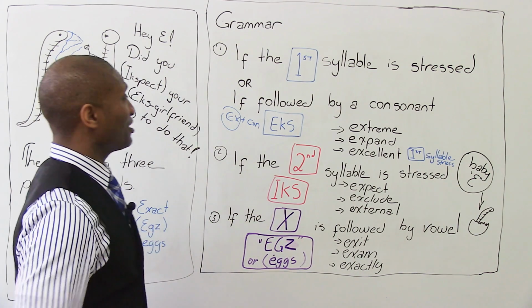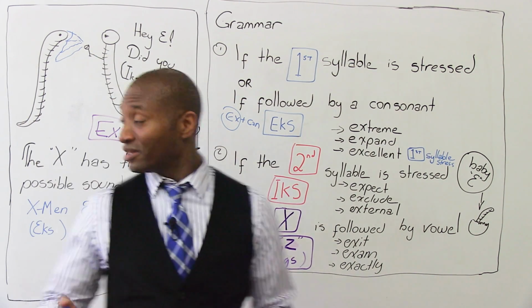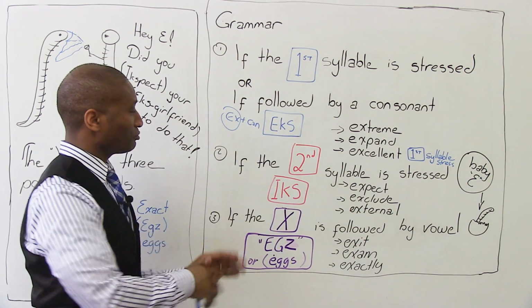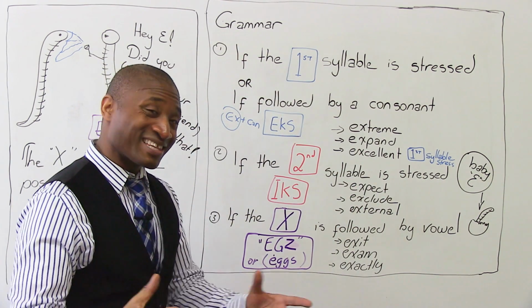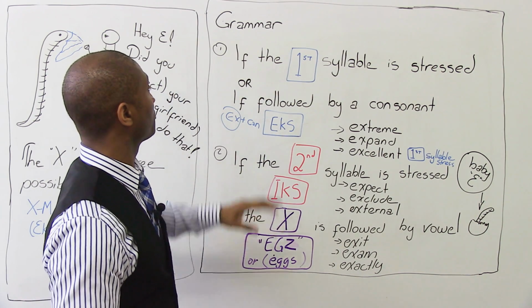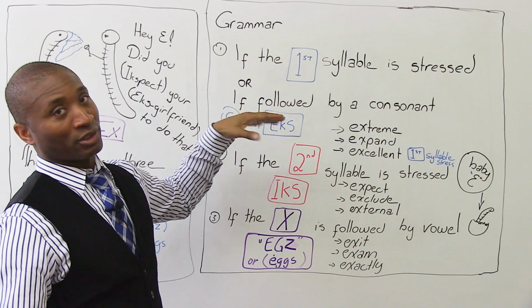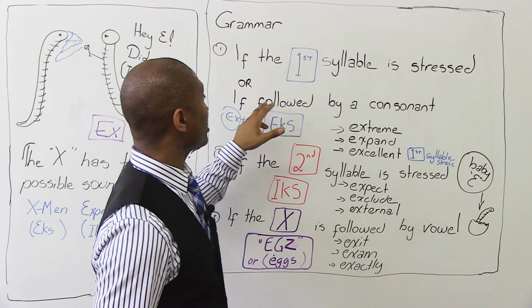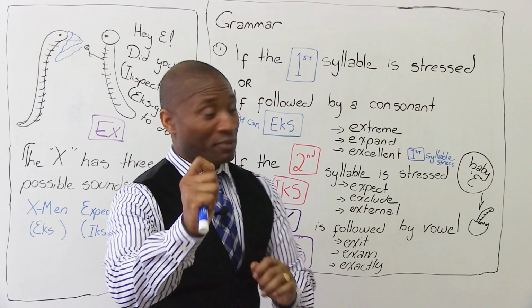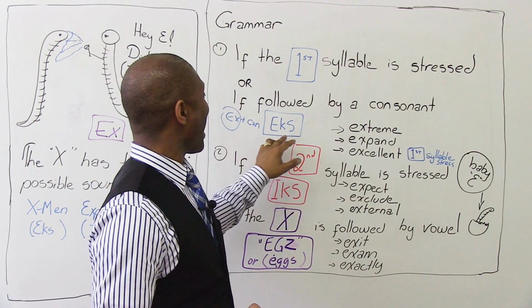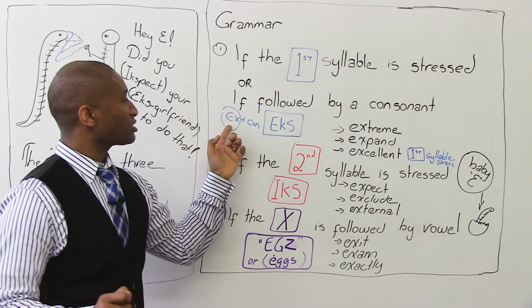So, to help us figure out whether it's X, X, or eggs, I'm going to give you a couple of, 3 little grammar rules that are quick that you could follow that will be helpful to you. Now, number 1. If the first syllable, that's why I made it number 1, because I'm smart like that, is stressed, or, please remember this part, it's very important, or if it's followed by a consonant, we're going to see X, okay? So you got your X plus con.